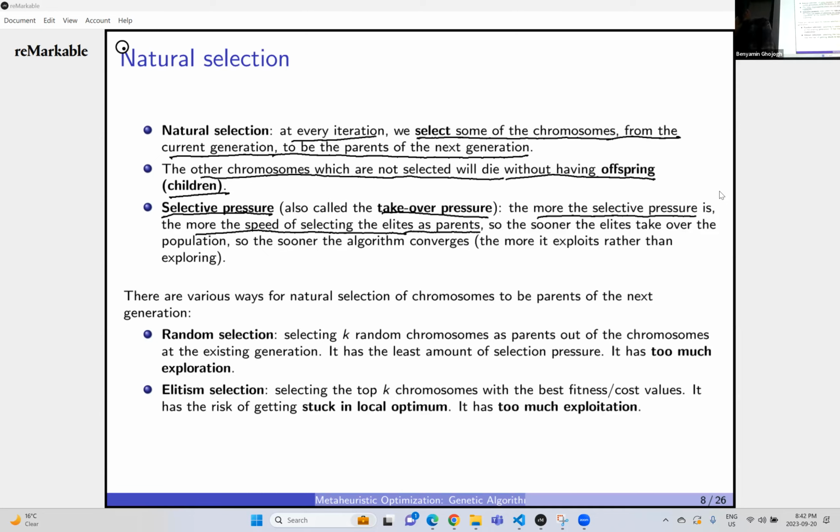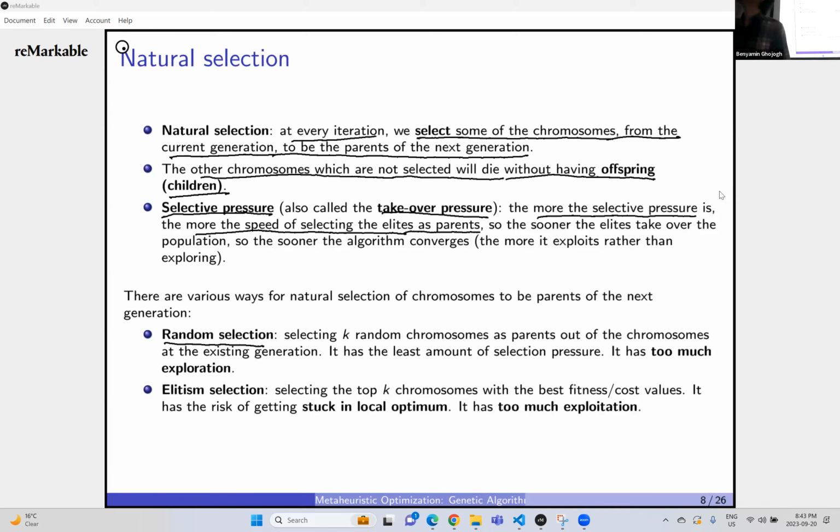Okay. There are various ways for natural selection of chromosomes to be parents of the next generation. What are they? We are reviewing some different methods to do natural selection. By the way, it has several stages, and every stage has several ways to do that. So you have a lot of combinations of variants of genetic algorithm. Random selection was one of them.